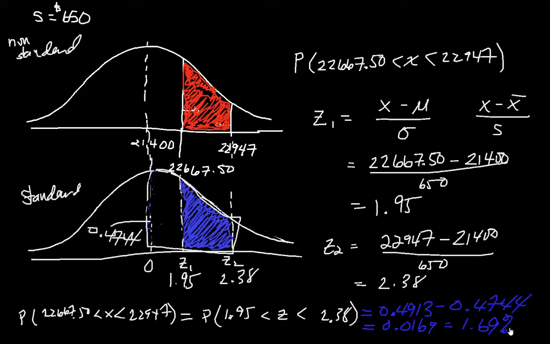So what that tells us is that there's a 1.69% chance, or 0.0169 probability, of getting a profit between 22,667.50 and 22,947. I hope that is clearer for you.